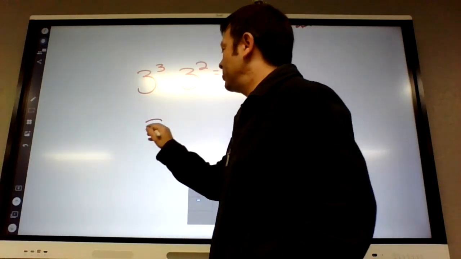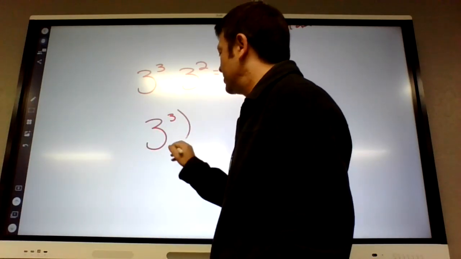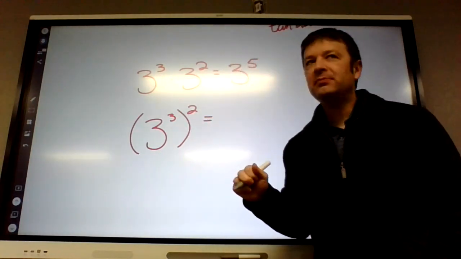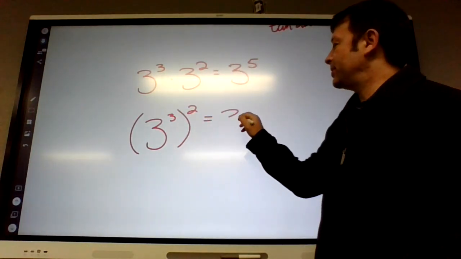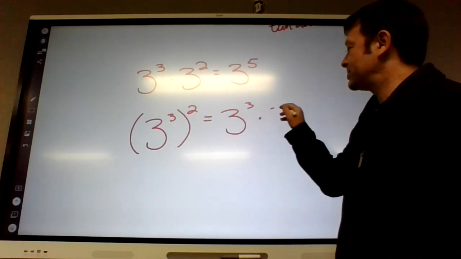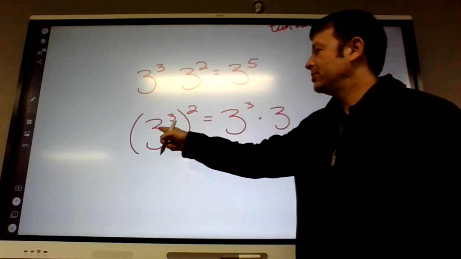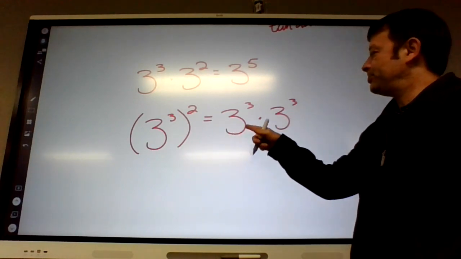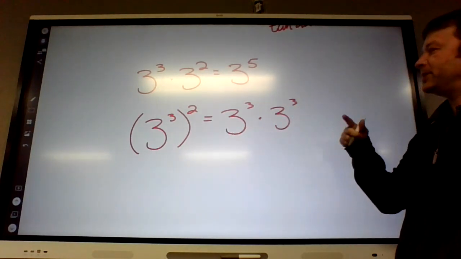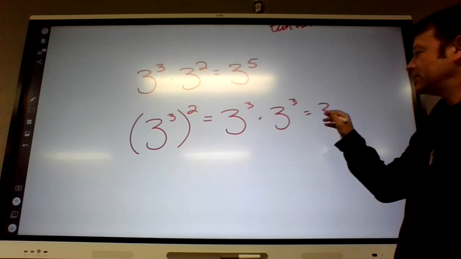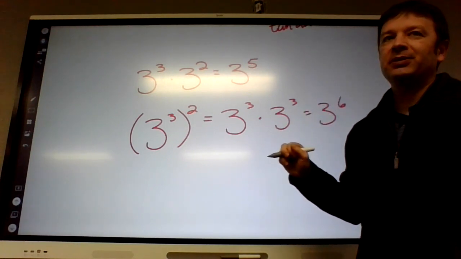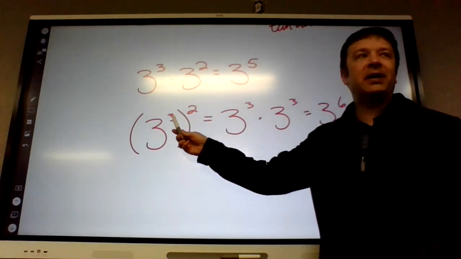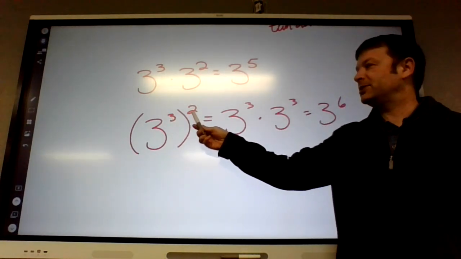Now, rule number 2. What if I said 3 to the 3rd, squared? What does this mean? You multiply the exponents. This means 3 to the 3rd times itself, right? That's what square means. We're squaring this. So that means 3 3's multiplied together times 3 3's multiplied together, and that would be 6 3's multiplied together. So when it's an exponent to an exponent, it's multiply.